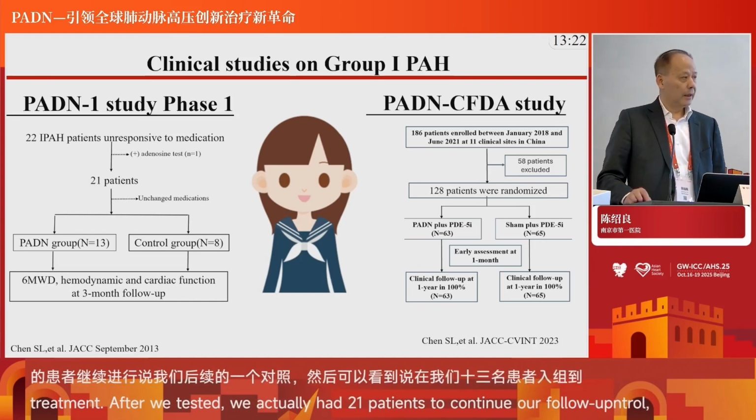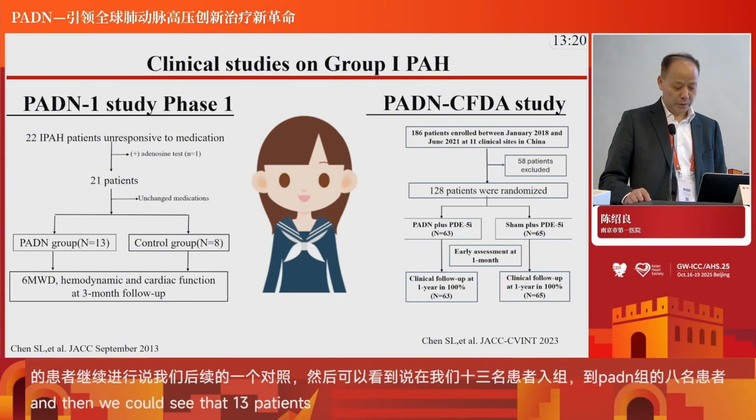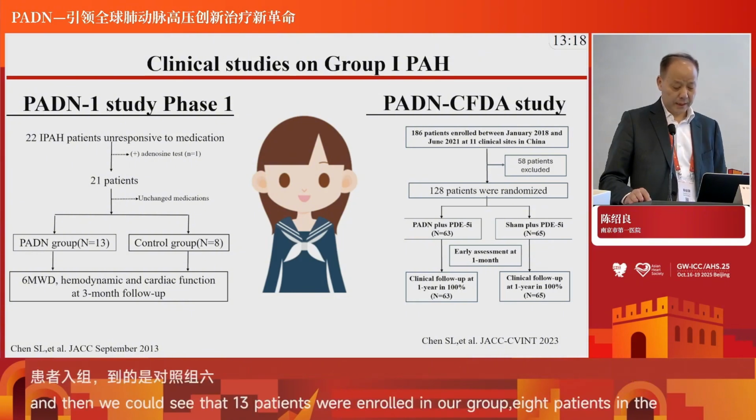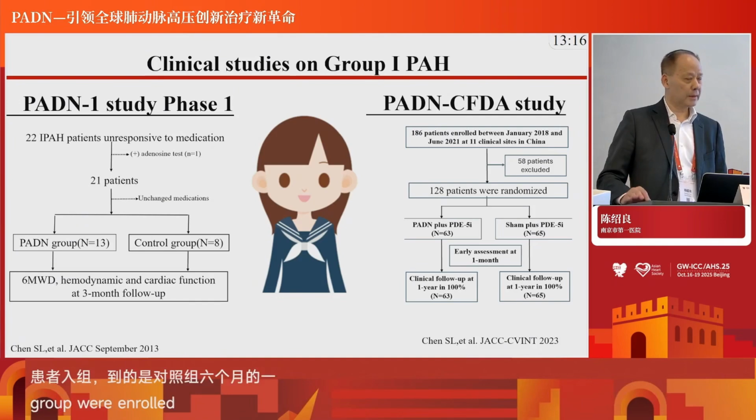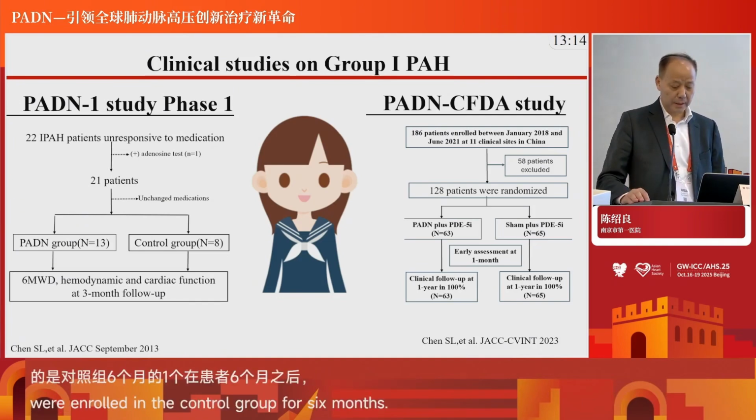Next, a multi-center randomized sham-controlled trial is PADN-CFDA. We also included patients with group 1 pulmonary arterial hypertension.